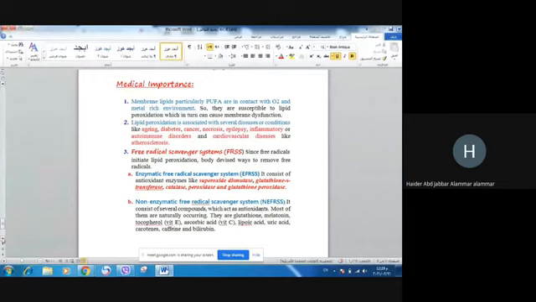The second one, lipid peroxidation, is associated with several diseases or conditions like aging, as I said before, diabetes mellitus, cancer, necrosis, epilepsy, inflammatory and autoimmune disorders, and cardiovascular disease like atherosclerosis. Third, this is an important subject called free radical scavenger systems. Free radical scavenger system.